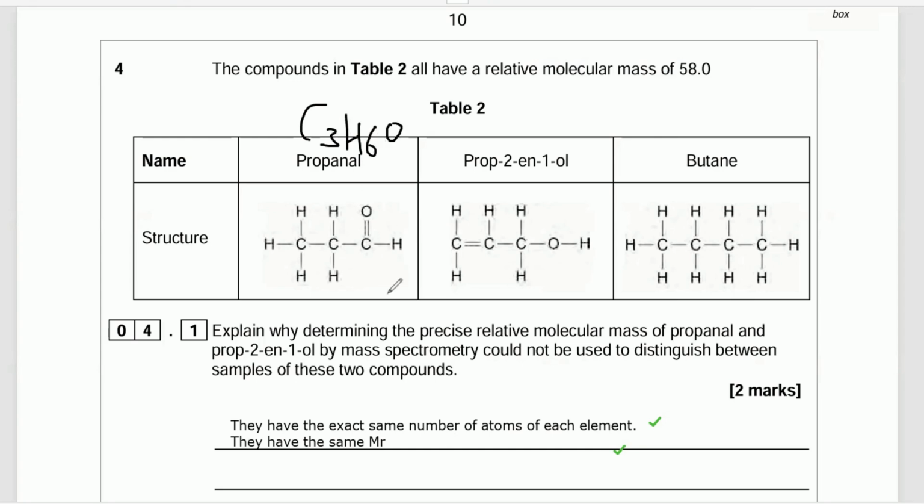So yeah, there we go. You're not going to be able to distinguish between them based on the mass spec alone, by determining the precise relative molecular mass. That is not going to help you. You're going to need to use a fragmentation pattern.